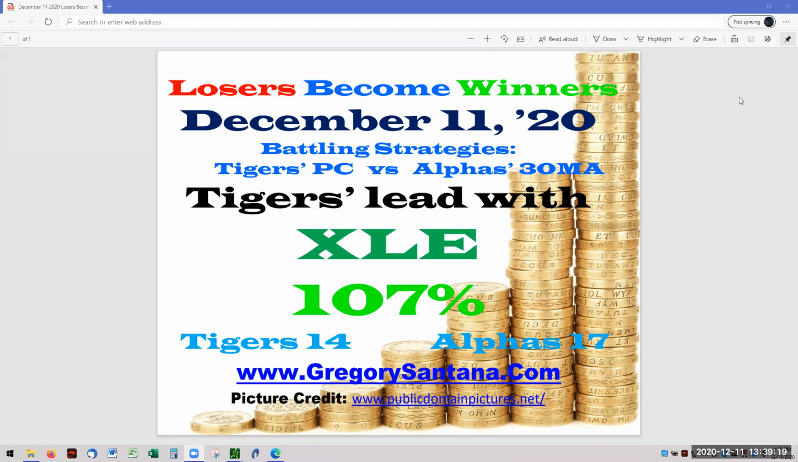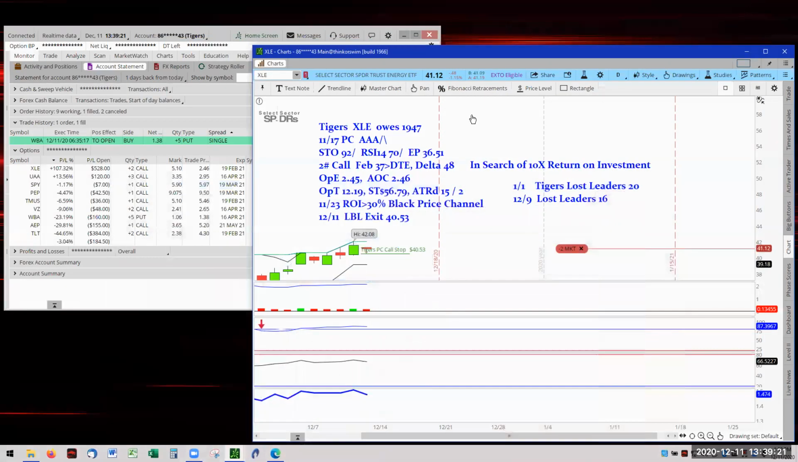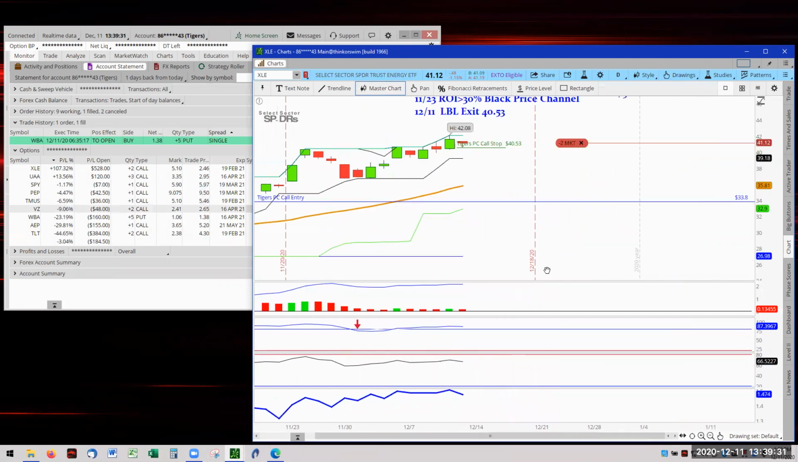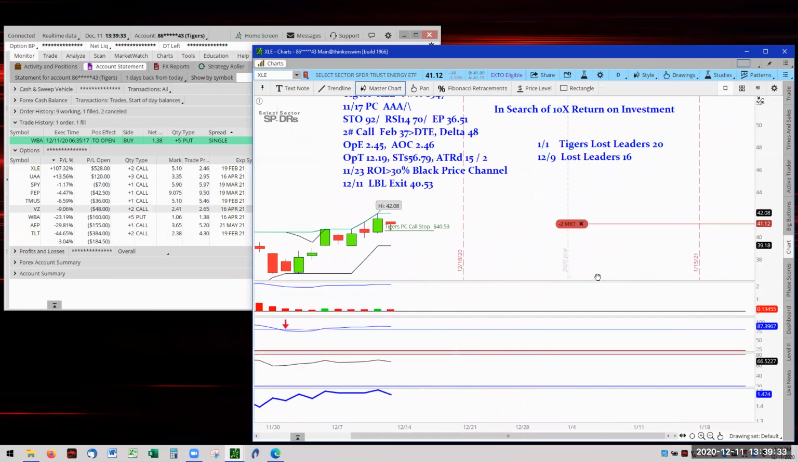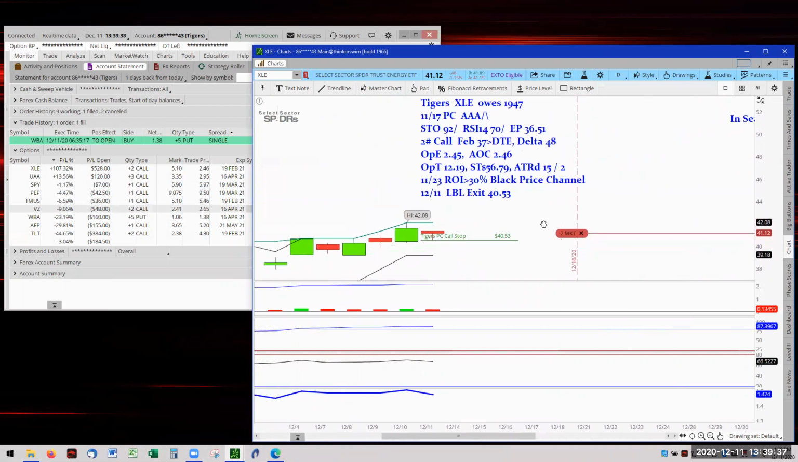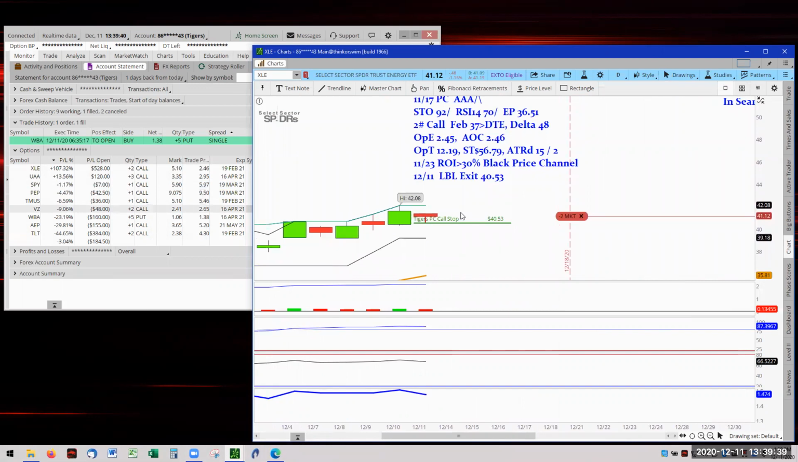Tigers still lead with XLE at 107. There it is, 107 for XLE. Last bar low right there. Let's zoom in just a little bit closer. And there we are. One more snapshot. There we go. And it's ever so tight. Now, what that means is this.